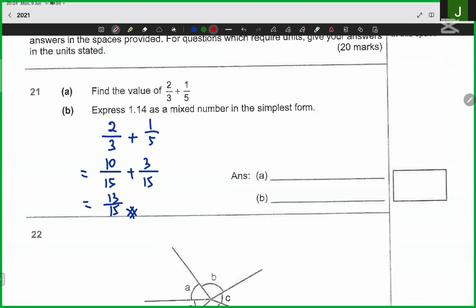Now express 1.14 as a mixed number. 1.14, see, 2 decimal places. So 1 whole is just a whole number. 2 decimal places means that it will be out of 100. So 14 out of 100, divide by 2, 7 out of 50. Answer.